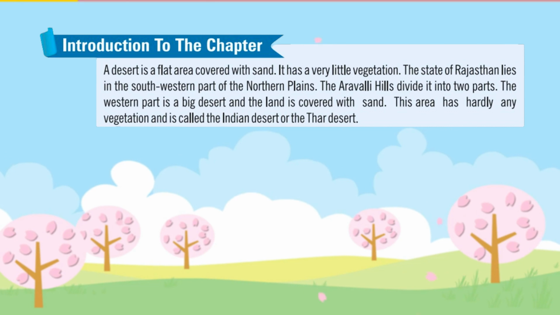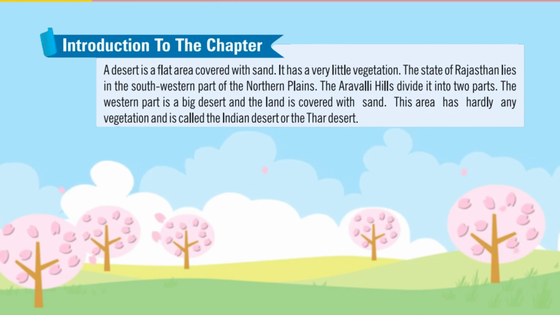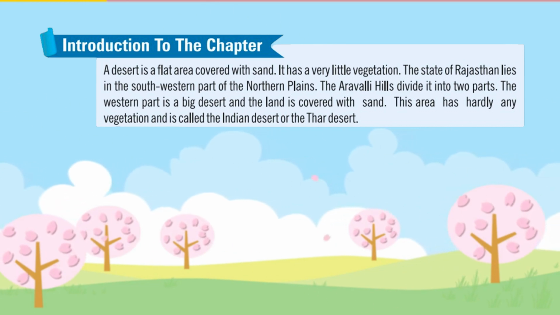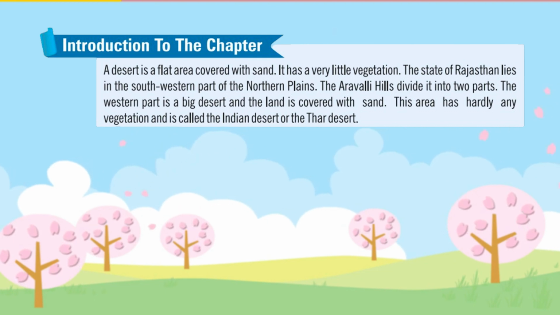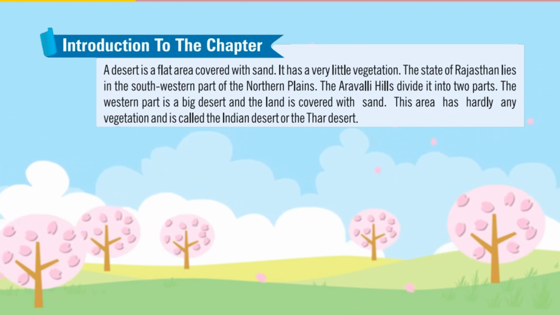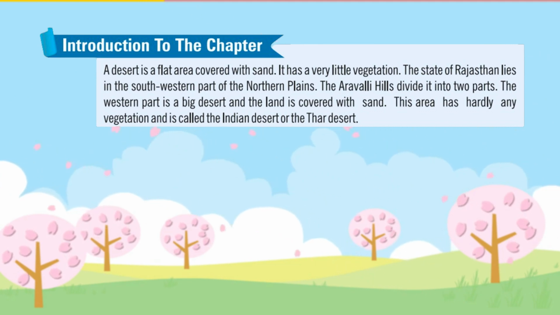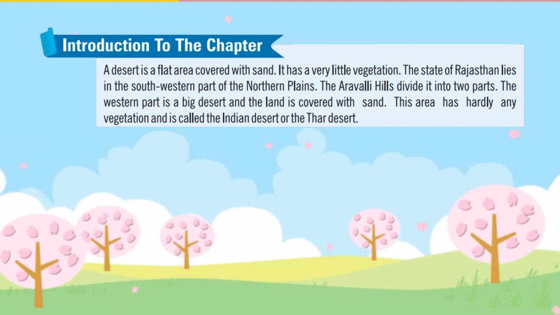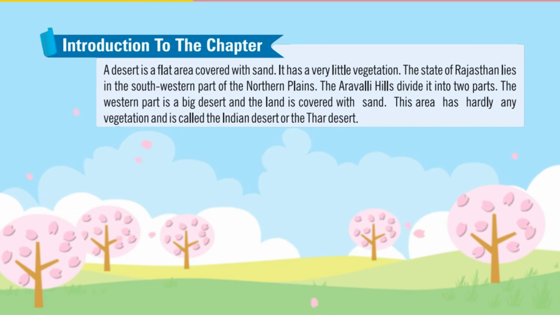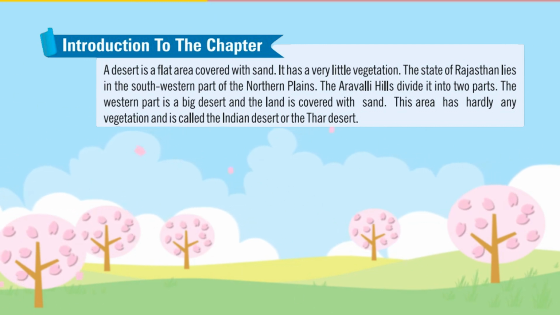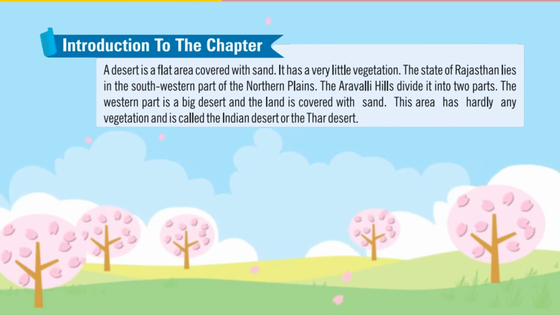The state of Rajasthan lies in the southwestern part of the northern plains. The Aravalli Hills divide it into two parts. The western part is a big desert and the land is covered with sand. This area has hardly any vegetation and is called the Indian Desert or the Thar Desert.